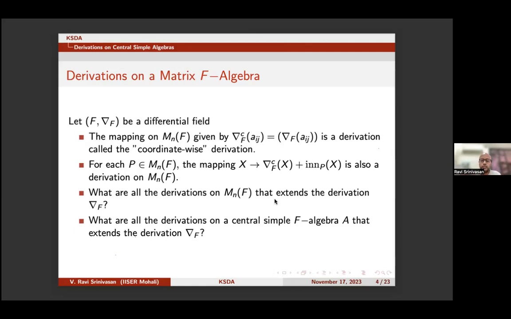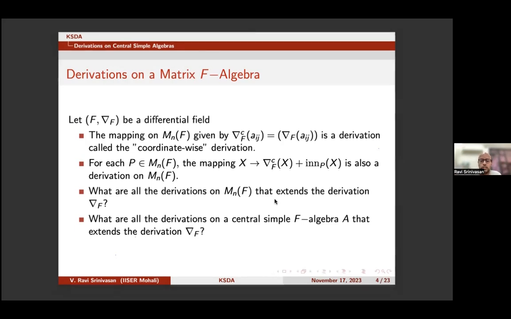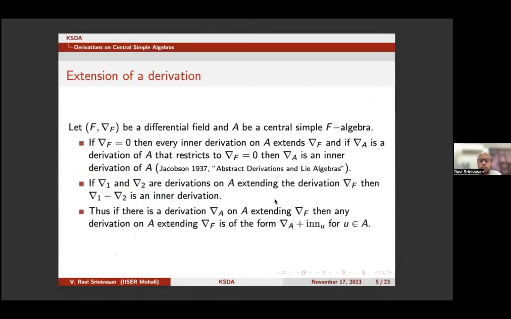So what we have seen is that if I have a derivation on the central simple algebra, then it restricts to the center, and therefore you get a differential field. Conversely, if you start with a derivation on the differential field, then how far can you go? The first two examples say there are plenty of derivations in the case of matrix algebra, but in general, if you have a central simple algebra, can you extend the derivation from the base field? That is a question. And this question was first answered by Jacobson in 1937.